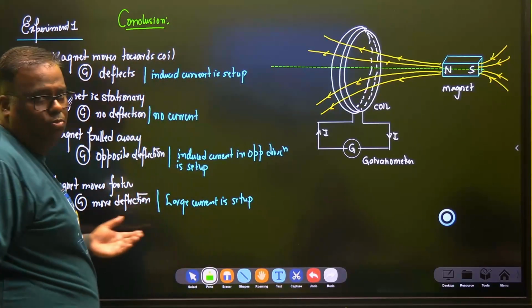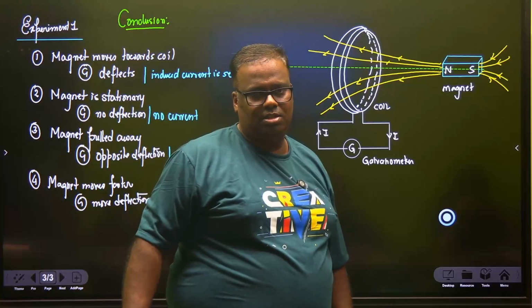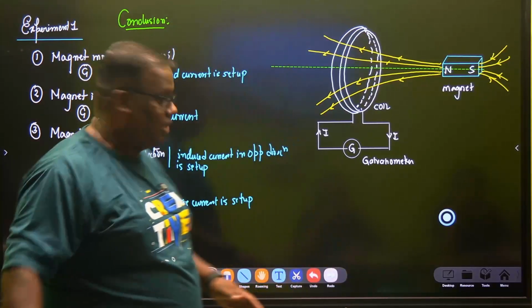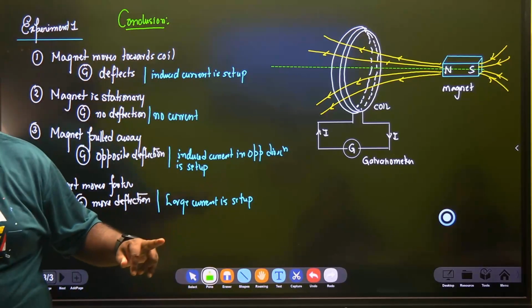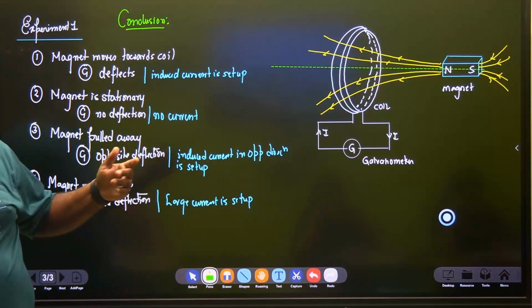Fourth one is faster moving. Move fast, withdraw fast. More deflection. The galvanometer shows more deflection. That is what we will study.